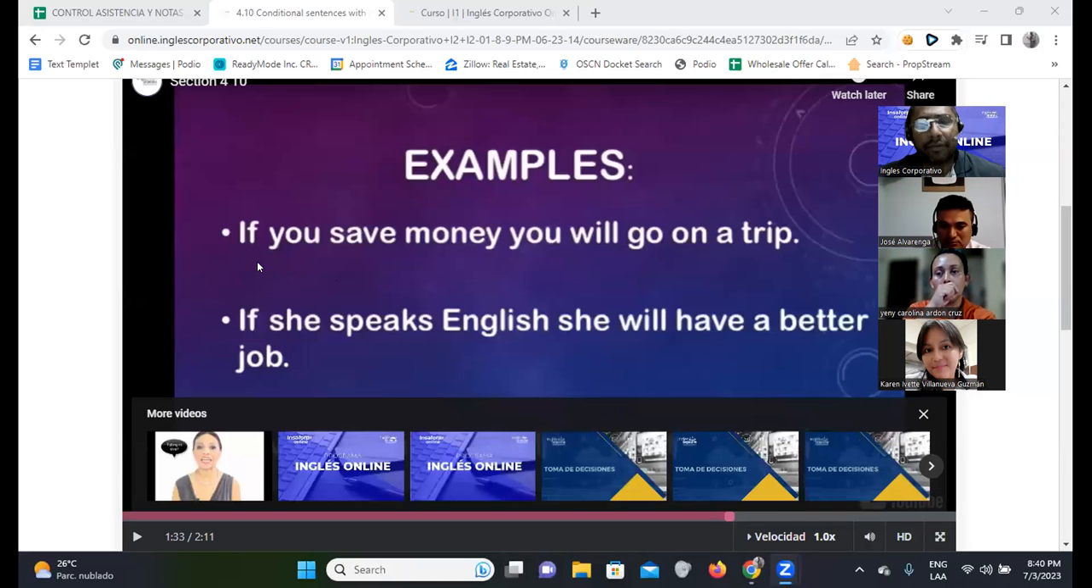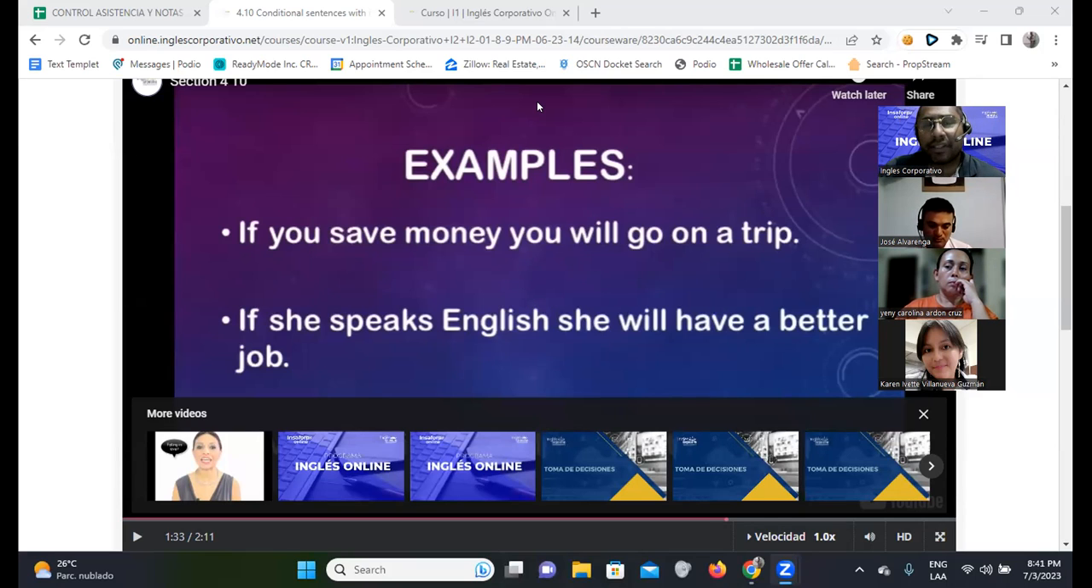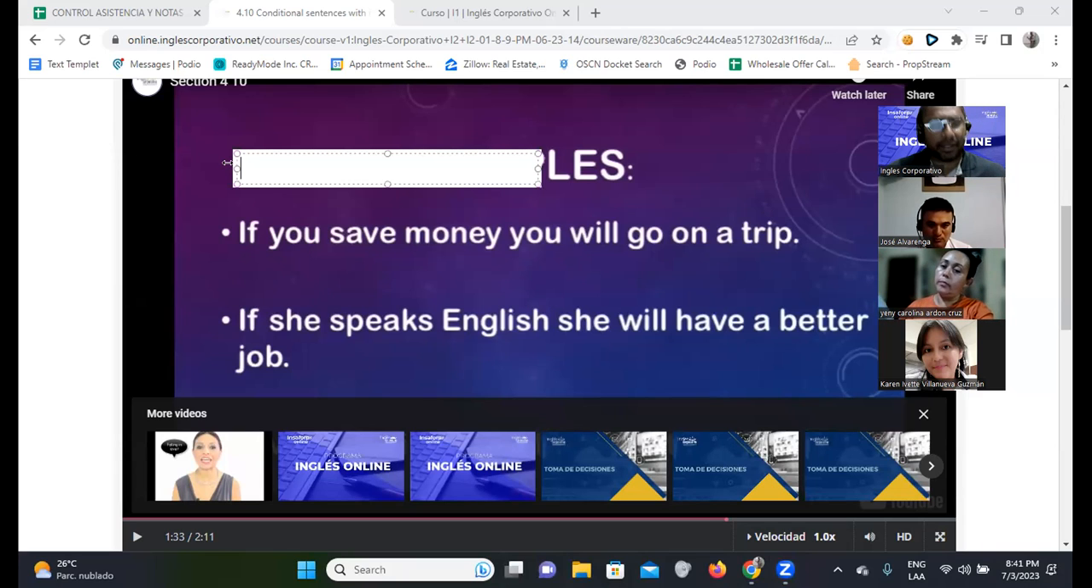Okay. If, for example, if you save money, you will go on the trip. Si ahorras dinero, podrás ir en el viaje. If she speaks English, she will have a better job. Si ella habla inglés, tendrá un mejor trabajo. So, son cosas posibles, right? Si voy al gym y hago ejercicio, voy a estar fuerte. Is that a possibility? Yes, it's very possible.